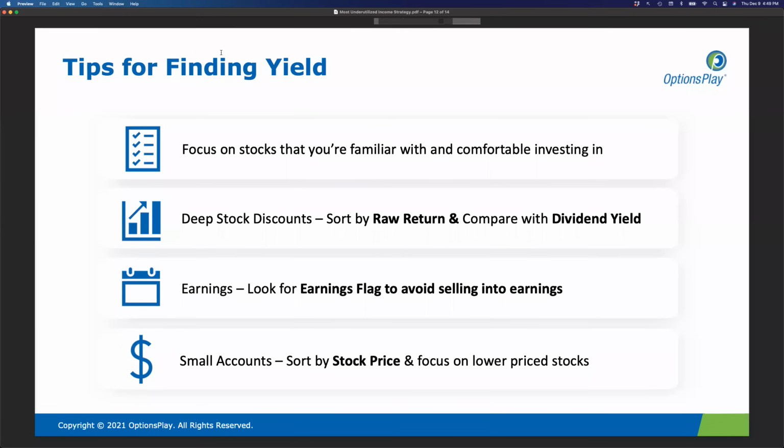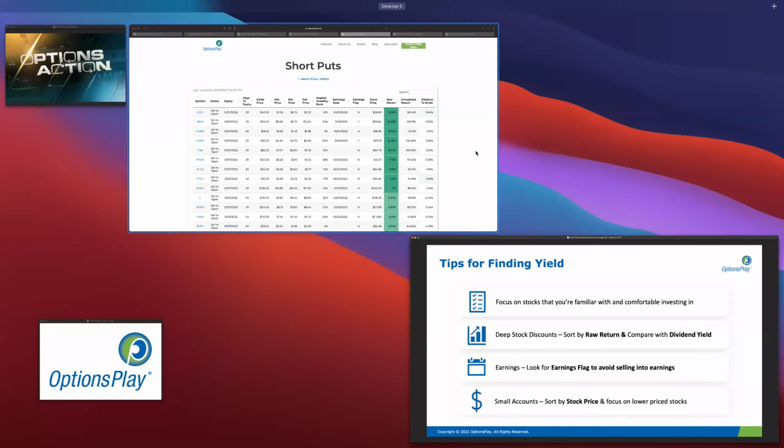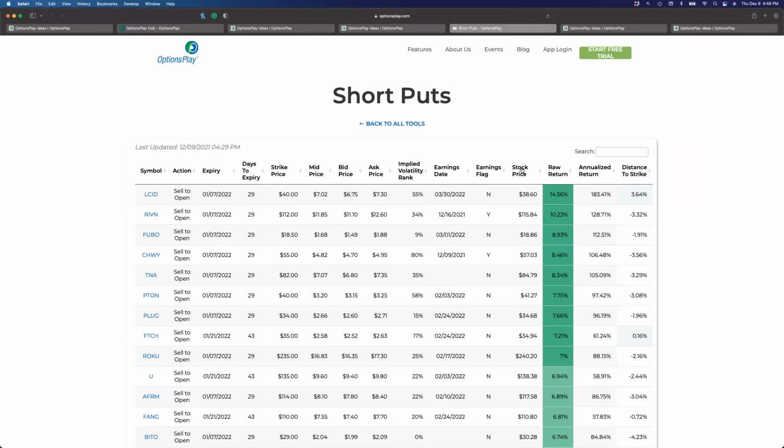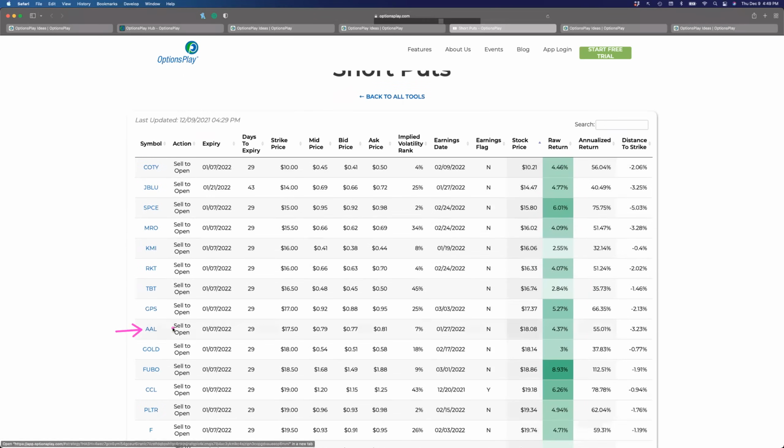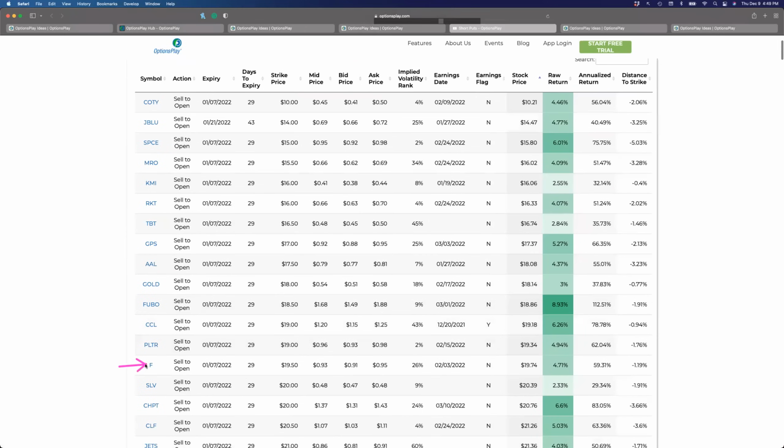And lastly, when you have a small account, this is probably one of the biggest things that I hear from short put investors. They'll tell me, I don't have the cash to put up for 100 shares of the stock. Well, the great thing about our report is that you can sort it based on the stock price. So you can look for just low price stocks like JetBlue or Kinder Morgan, American Airlines.